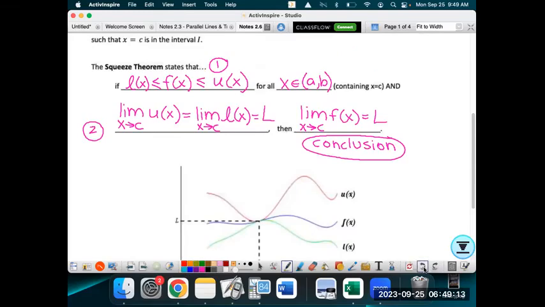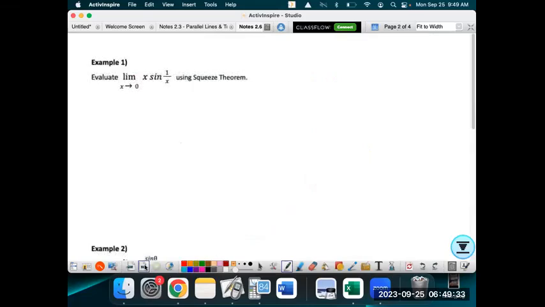Okay, so let's get into our first example using the squeeze theorem. And note, I will always specify if we are going to be using the squeeze theorem. I will not give you evaluate this limit and not specify that I want you to use squeeze theorem. If it's not specified, then you're probably going to be using some other technique.